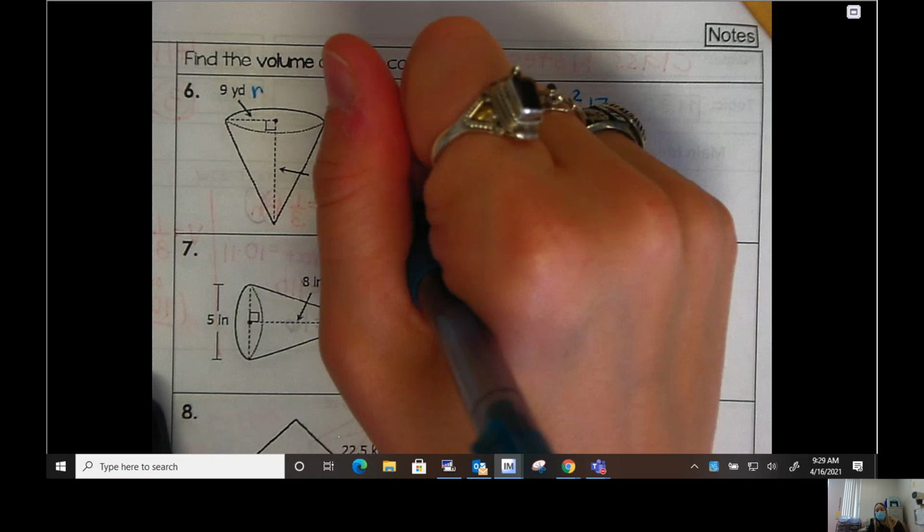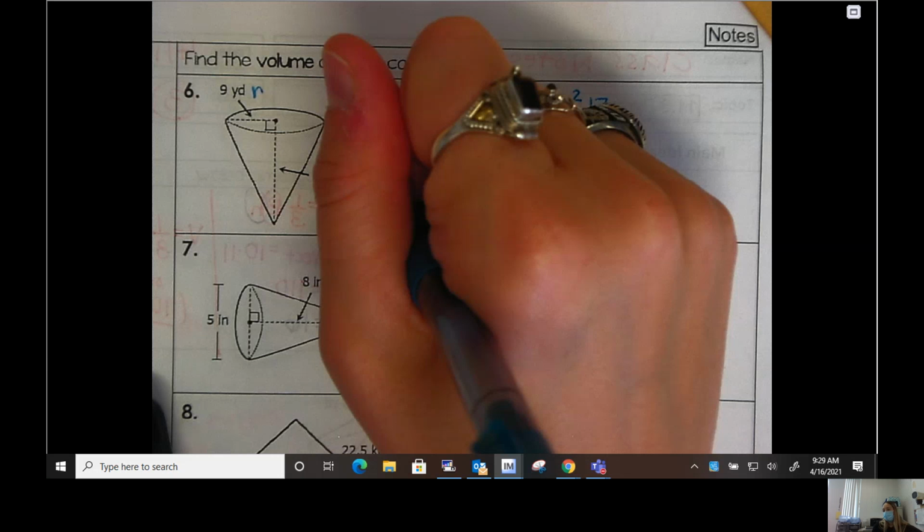But what's the radius of number 7? How'd you get that, Daniel? Good. 5 is the diameter. The radius is half of it. It's 2.5. What's the height of your cone? 8. Good. So all you have to do for that one is a plug and chug again. So I'm going to skip it because it's a plug and chug. I'd rather do number 8 with you. All right. Number 8.